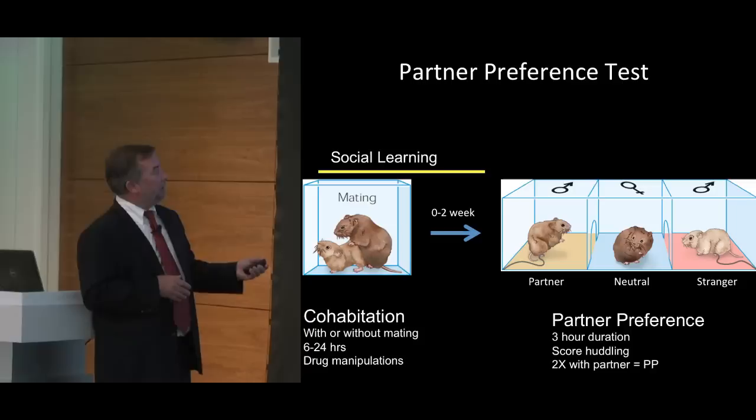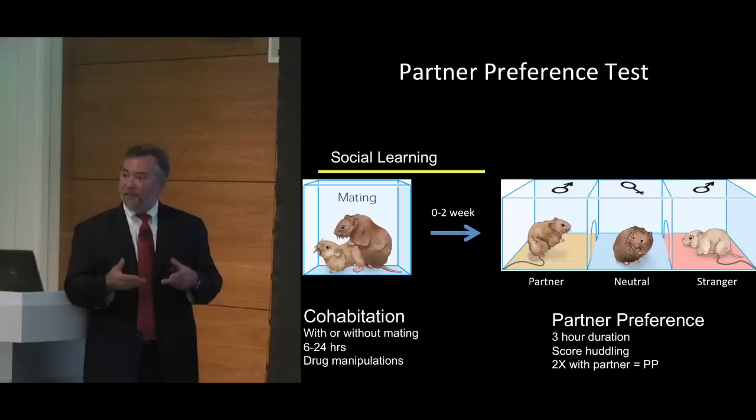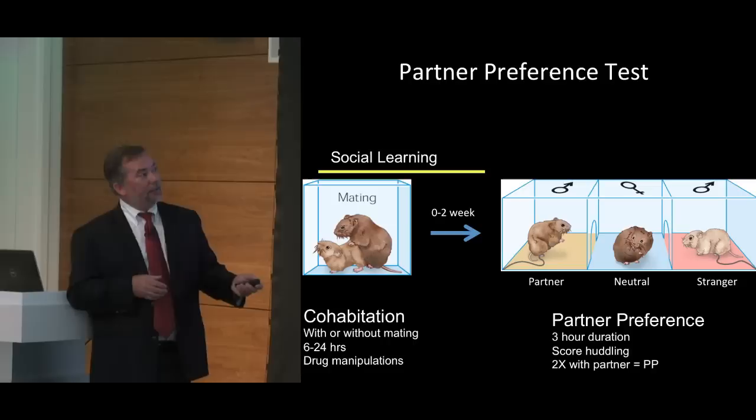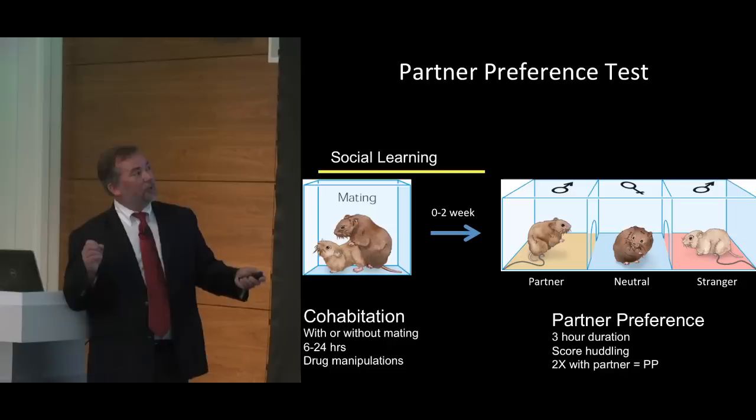We put the animals together, let them cohabitate. We can arrange it so that they don't mate or they do mate. We can give them drugs during this time to interrogate the neurochemistry of the system. And then we separate them, and then we put them in this three-chambered apparatus. And here we're asking whether the female is bonded to the male. We put the male partner on one side.